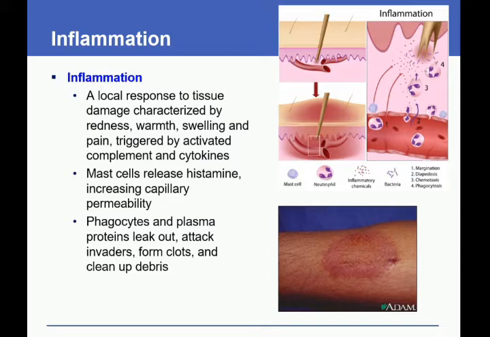Inflammation. Inflammation is a local response to tissue damage characterized by redness, warmth, swelling, and pain, triggered by activated complement and cytokines. Mast cells release histamine, increasing capillary permeability. Phagocytes and plasma proteins leak out, attack invaders, form clots, and clean up debris.